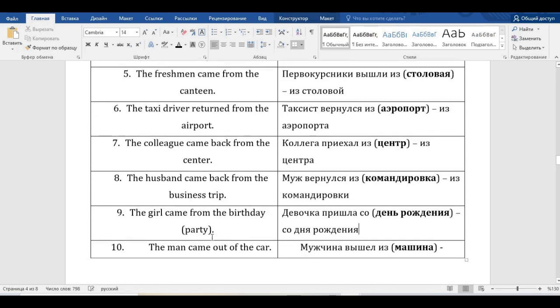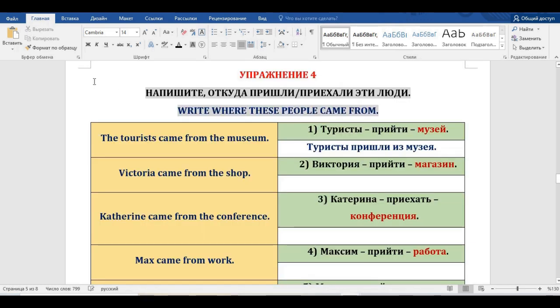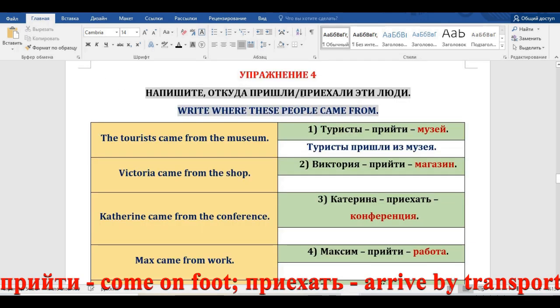10. The man came out of the car. So physical thing, right? A car. Мужчина вышел откуда? Из машины. If you have questions, please ask me in the comments. Упражнение 4. Write where these people came from.